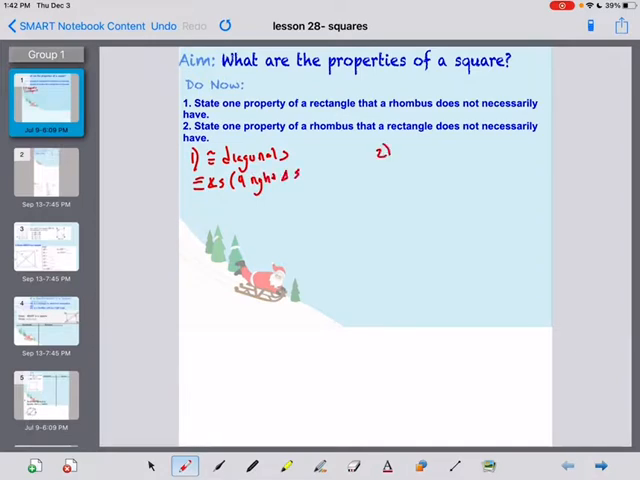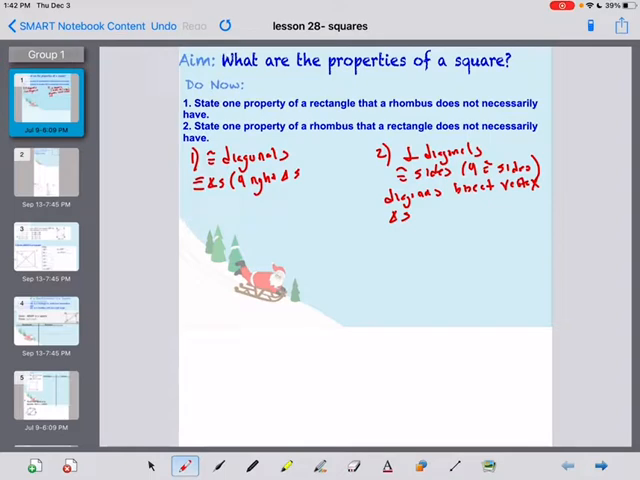For the rhombus, you could have said perpendicular diagonals or congruent sides, 4 congruent sides, or you could have said congruent consecutive sides, or diagonals bisect the vertex angles. Any of that would have been good.